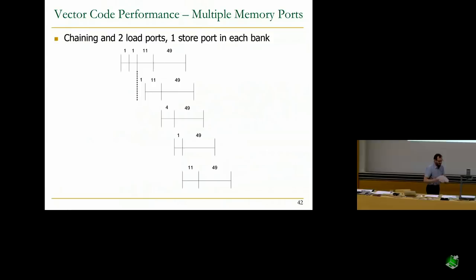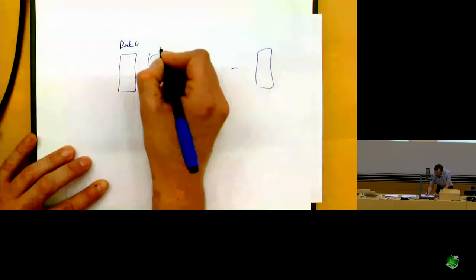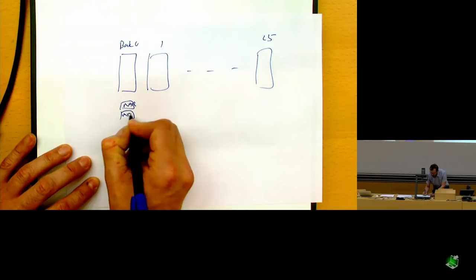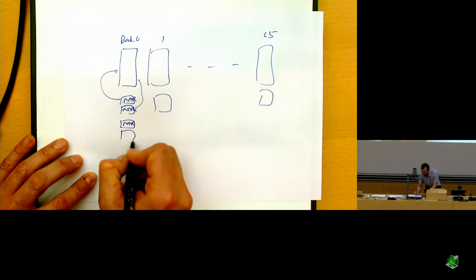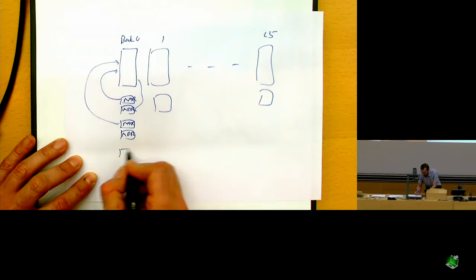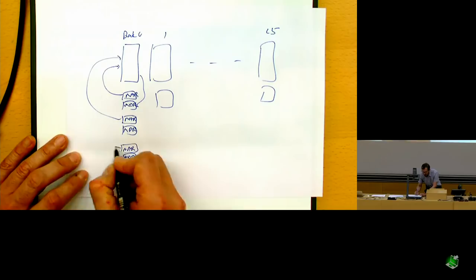So basically, as opposed to having one port per bank, we're going to still keep the banking. So this is bank 0, 1, 15. Memory address register, memory data register. Remember, each bank had these. I'm not going to draw them again. And then you get the data. Well, for each bank, we're going to add another address register, another data register to do the load. So you can do two loads per cycle. And then also memory address register and memory data register for store. So you can actually do one store per cycle.